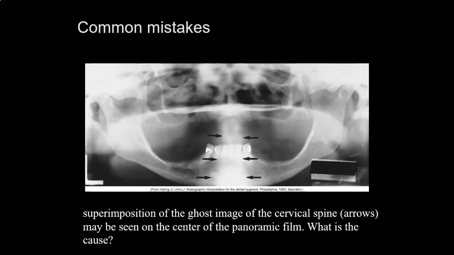Superimposition of ghost images of the cervical spine, that's what this is, this white area, that's the ghost image of the cervical spine, may be seen on the center of a panoramic film. What is the cause of that? So why does the spine sometimes show up in the center of the film?